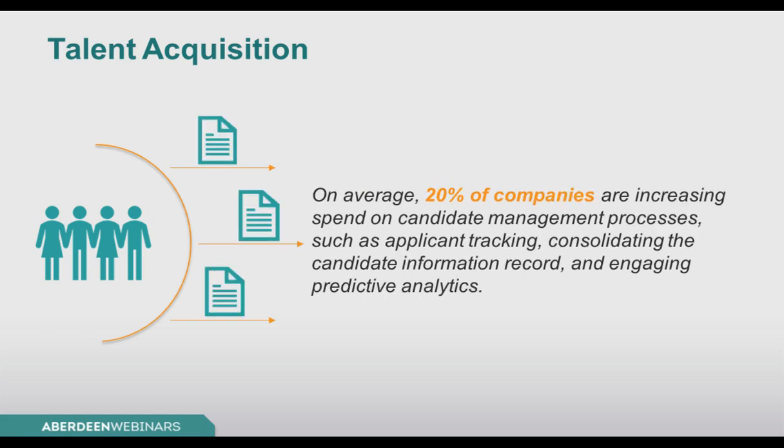On average, Aberdeen has found that 20% of companies are increasing spend on the actual candidate management process. While this includes applicant tracking and consolidation of the early applicant information record into the employee central system of record once an applicant becomes a new hire, it also includes pre-boarding, onboarding, and reboarding that insulates against engagement losses. By comparison, best-in-class companies in the sales cycle invest in the sales to services handoff by more than 60%.